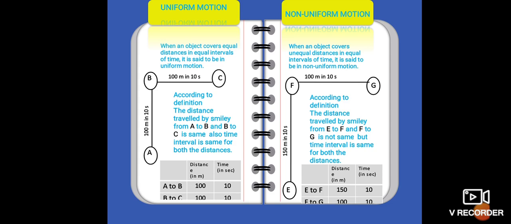Look at the table for uniform motion and non-uniform motion. In uniform motion, distances are equal as well as time intervals are also equal. But in the case of non-uniform motion, distances are unequal but time intervals are equal.